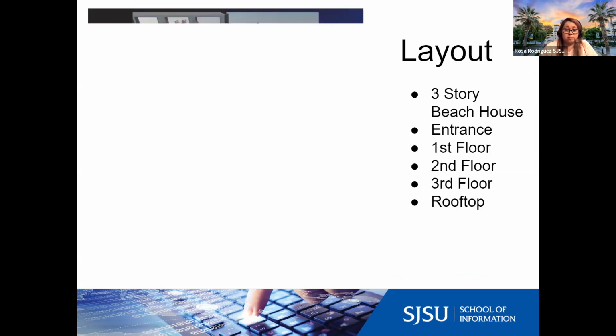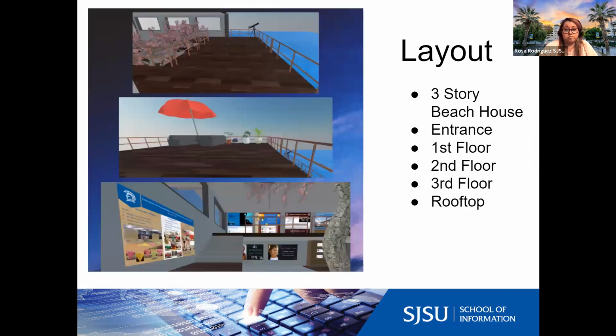I ended up selecting a 3-story house. I really like this house because it had 3 stories, and it also had a really nice entrance and a rooftop. As you can see in the images here on the slide, there are umbrellas that I added, a tree, a telescope. So there's a variety of things that you can include in your own rooms.